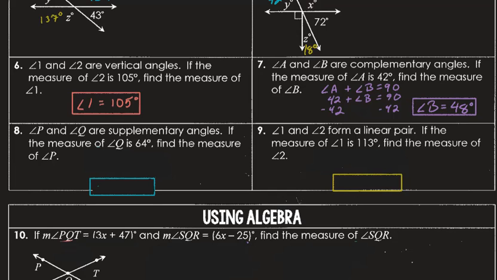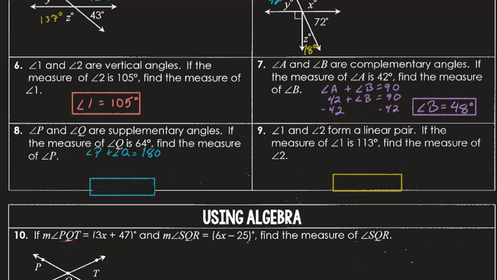Let's look at number 8. Angle P and angle Q are supplementary angles. If the measure of angle Q is 64 degrees, find the measure of angle P. So once again, I'm going to write a relationship statement. Because angle P and angle Q are supplementary, they have a sum of 180 degrees. Angle P plus angle Q equals 180 degrees.